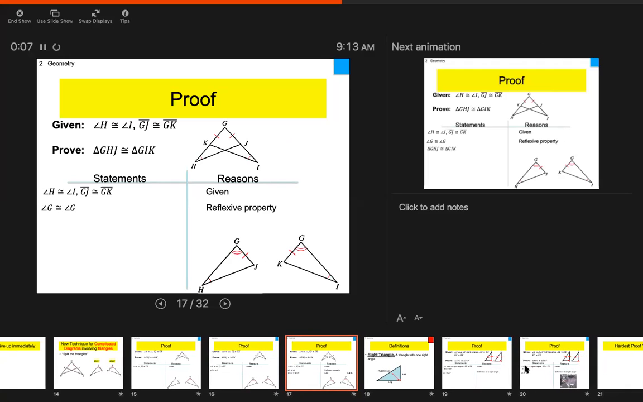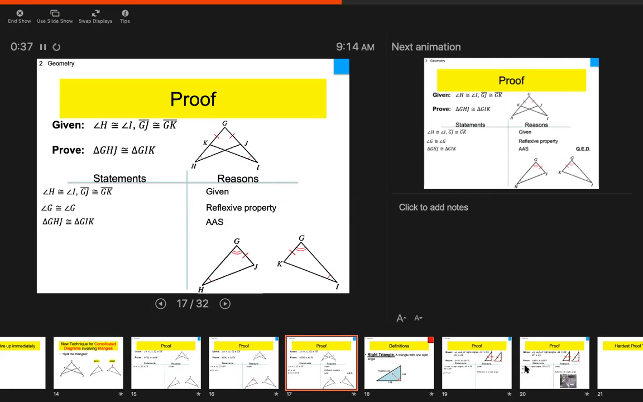So are those two triangles congruent? Why? Well, the G is the same as G, but what are the four ways we prove two triangles are congruent? It's not an isosceles. There's no two sides that are congruent. Give me the four ways. SSS, SAS, ASA, or AAS. Why are these two triangles congruent? AAS. Okay.